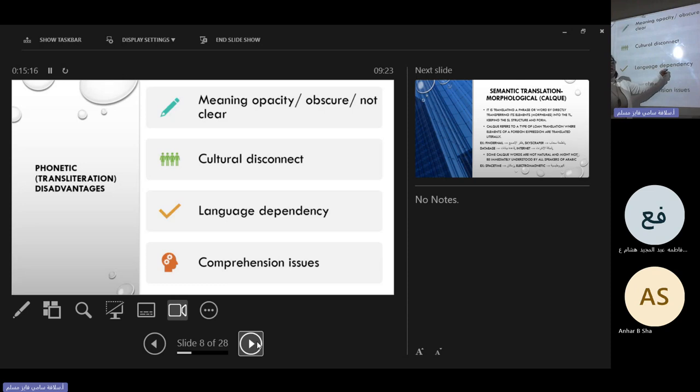Language dependency: as purists said, it doesn't enrich the Arabic language. So the Arabic language has to depend on the English language to get these words. And comprehension issues: because it's obscure, because it's not clear, we can't understand them very well. So yes, we are transliterating a word that we don't have, but at the same time, when we read it in Arabic, it doesn't make sense because it doesn't give us a meaning. Exactly.